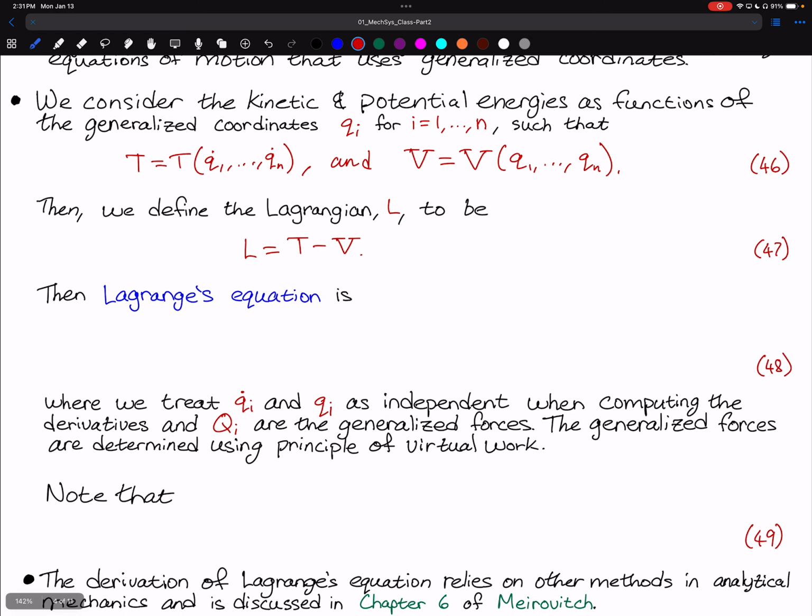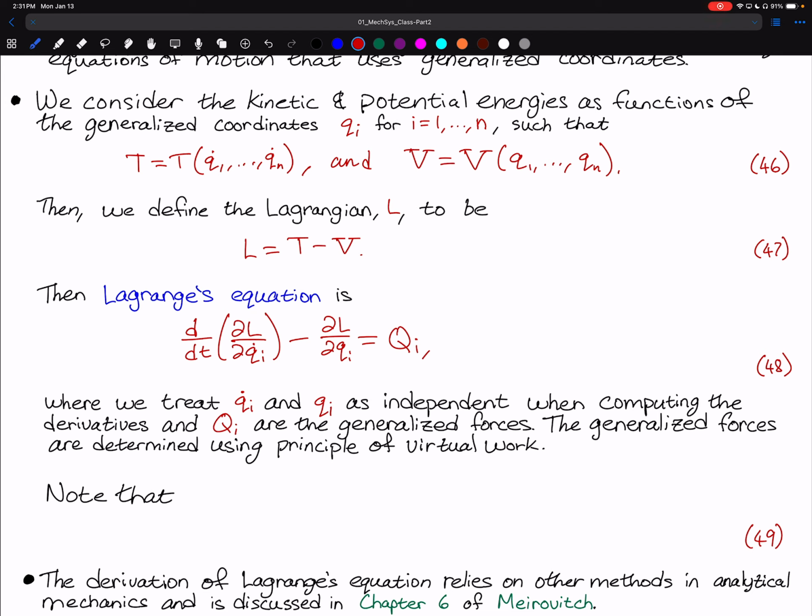Okay, once we compute our Lagrangian, Lagrange's equation is then given as d over dt of partial L over partial q_i dot minus partial L over partial q_i, and this is equal to our generalized forces, big Q sub i. So in this equation, we are going to be taking derivatives of the Lagrangian, or big L, with respect to the generalized velocities and the generalized displacements.